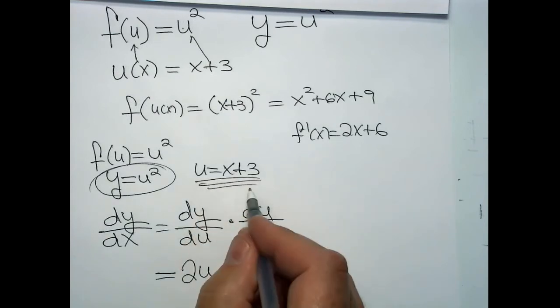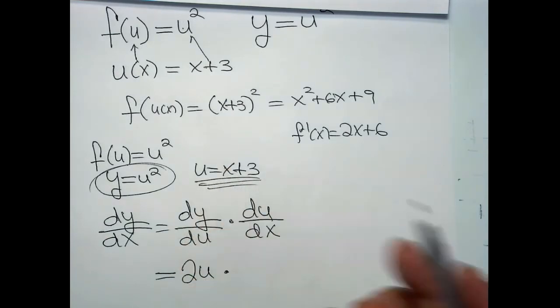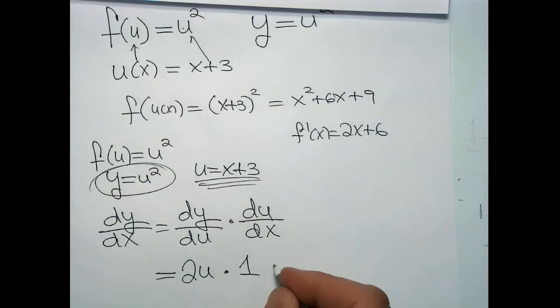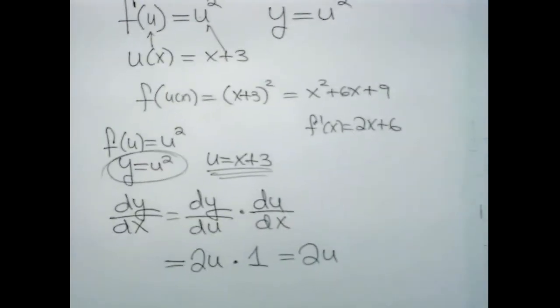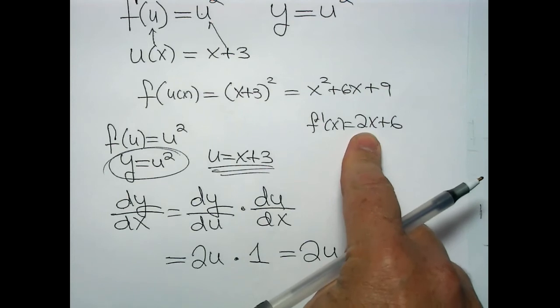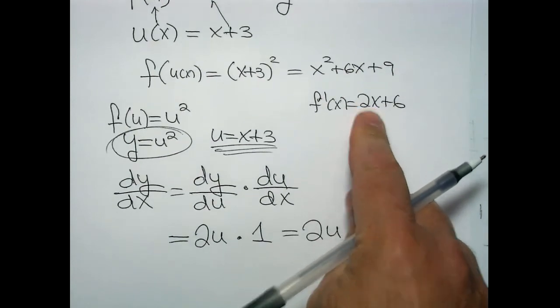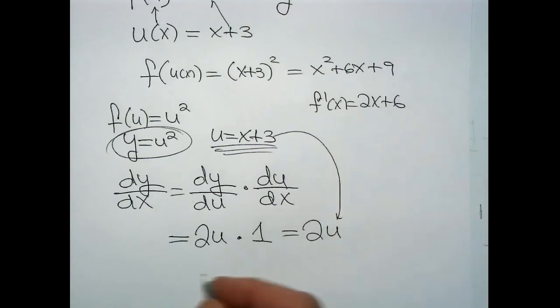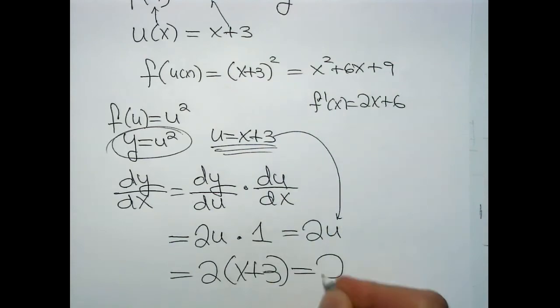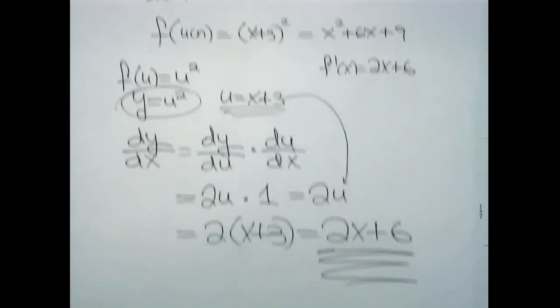Now, du dx couldn't be easier. That's the derivative of x, which is just 1. And so the derivative of the two functions working together as a composite function is 2u, which does not match the correct derivative with respect to x up here. I guess what we need to do is plug u in. And u happens to be x plus 3. Out it comes.